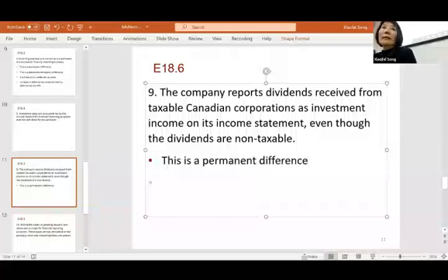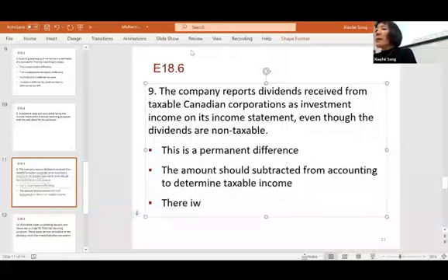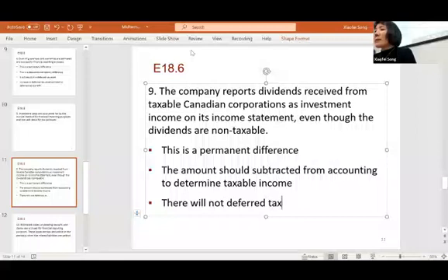The amount should be subtracted from accounting income to determine taxable income. There will be no deferred tax from this one. No deferred tax liability or asset, and therefore no deferred tax expense or benefit from that one.